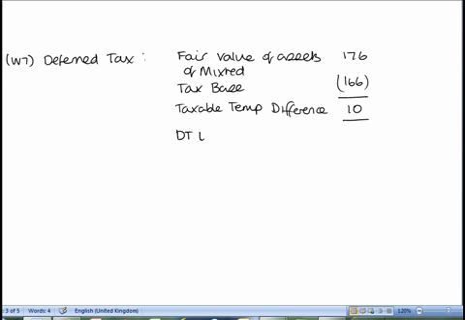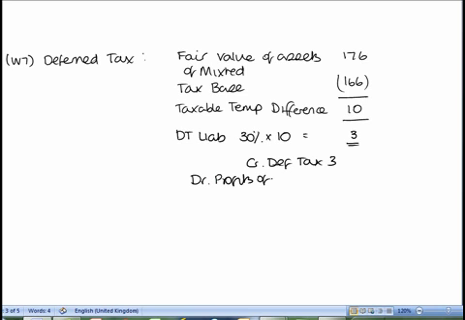So we've got a deferred tax liability. The tax rate is 30%, multiply that by 10. We've got a deferred tax liability of 3, so I'm going to credit deferred tax with 3 and debit the profits of Mixed by 3 at the same time.